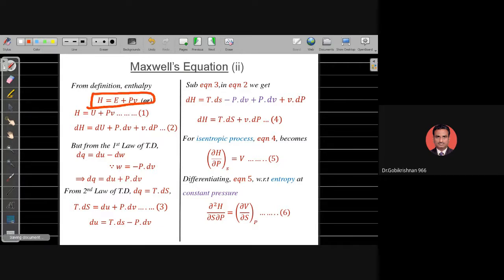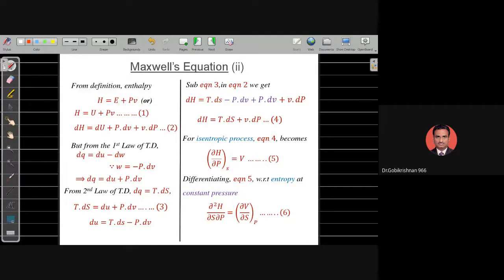What is the definition of enthalpy? Enthalpy is the sum of internal energy plus pressure volume work, put together. That's all. We will start from the internal energy, which can be replaced with U. The U and the E both are the same.